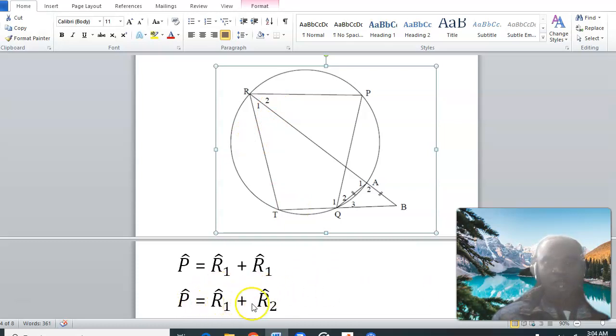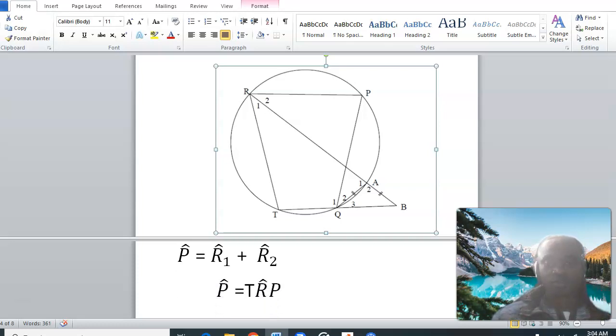Then P will be equal to R1 plus R2. Why? Because it was stated in the question that R1 is equal to R2. So it means R1 is the same as R2. So P is equal to R1 plus R2, which is the same as angle TRP. We have proved. Because we know that R1 plus R2 is the same as TRP. So angle P is equal to angle TRP.